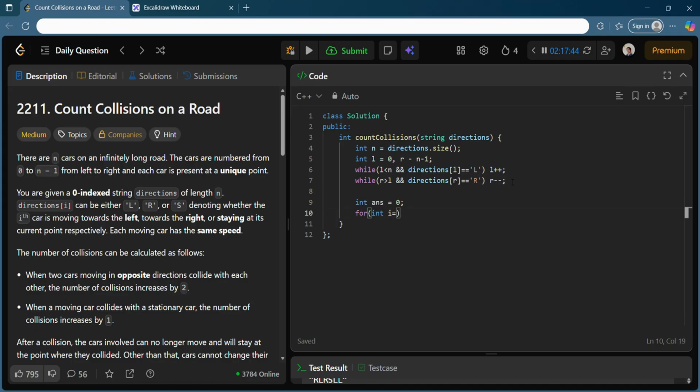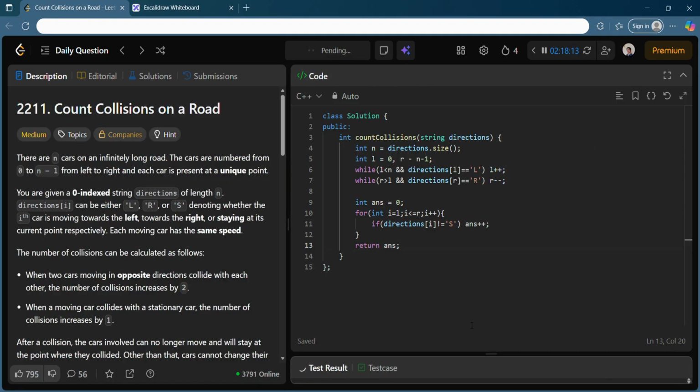And what you can do is very simple. From I you can traverse from L to R: I less than or equal to R, I plus plus, and if directions of I is not S, then you add 1 to your answer. No matter how they collide, they will always contribute 1 to the answer, and return the answer. I hope this is very simple and just 10 lines of code.